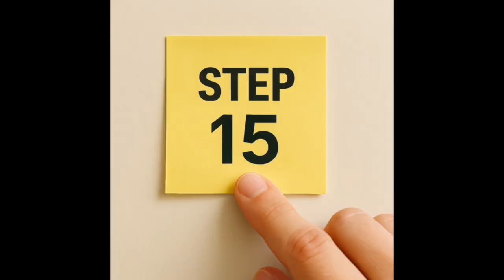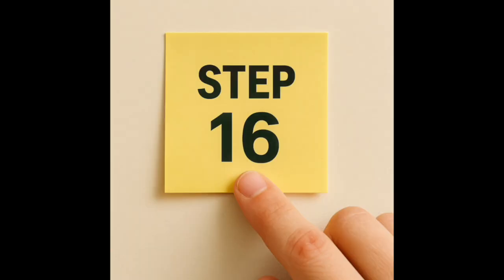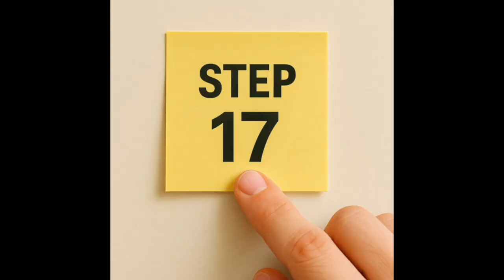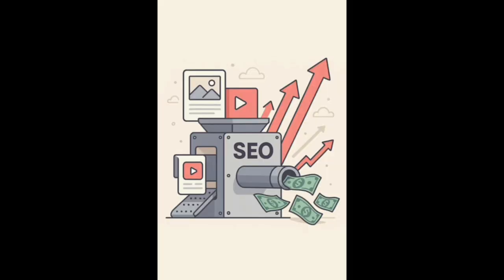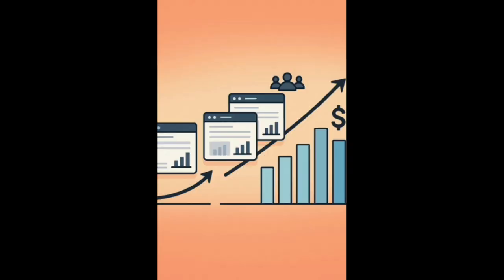Step 15. Experiment with auto ads versus manual. Auto ads equals less control, more ease. Manual equals more optimized. Test both. Step 16. Don't rely on AdSense alone. Diversify with affiliate marketing, email lists, or digital products. Step 17. Scaling equals more content plus better SEO. More pages, videos, plus better optimization equals more ad impressions equals more earnings.